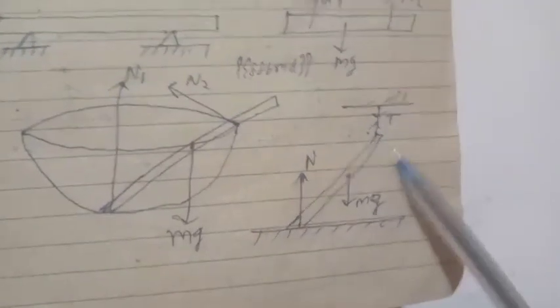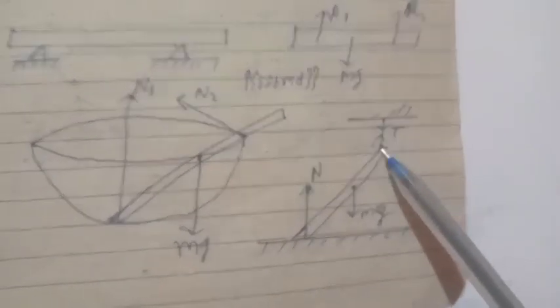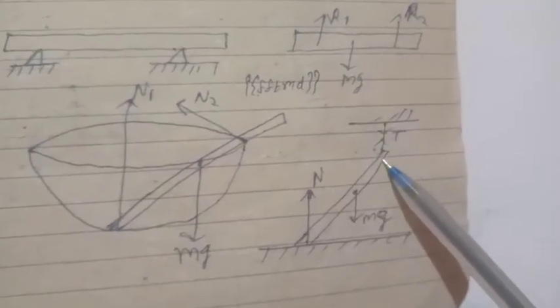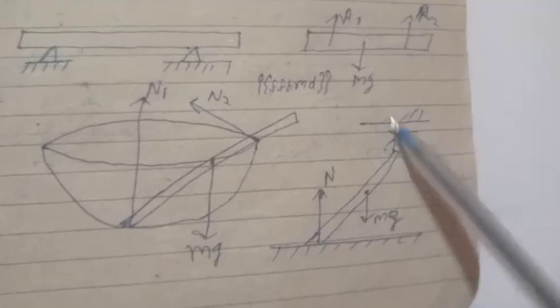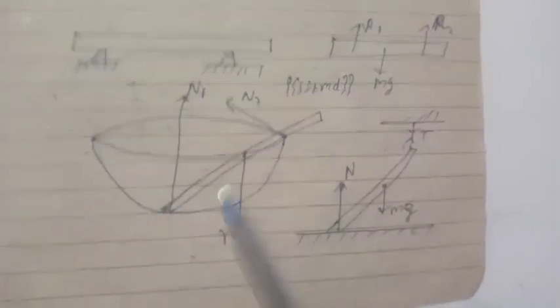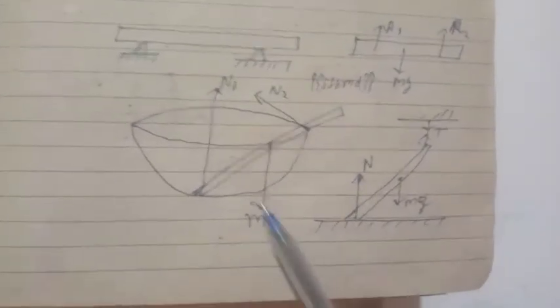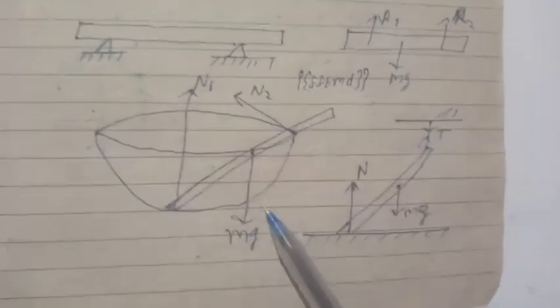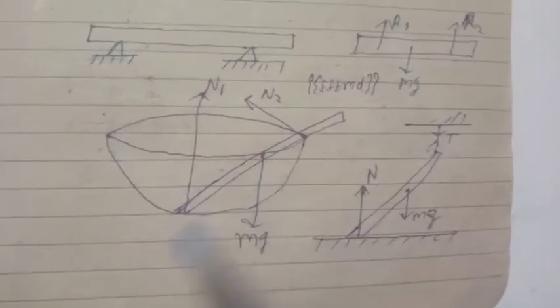Another situation is also shown here. A rod is hanged with a string, then normally tension is acting in this direction, normal force in this direction, and mg in this direction. So we can see different types of situations and draw different free body diagrams for different situations.